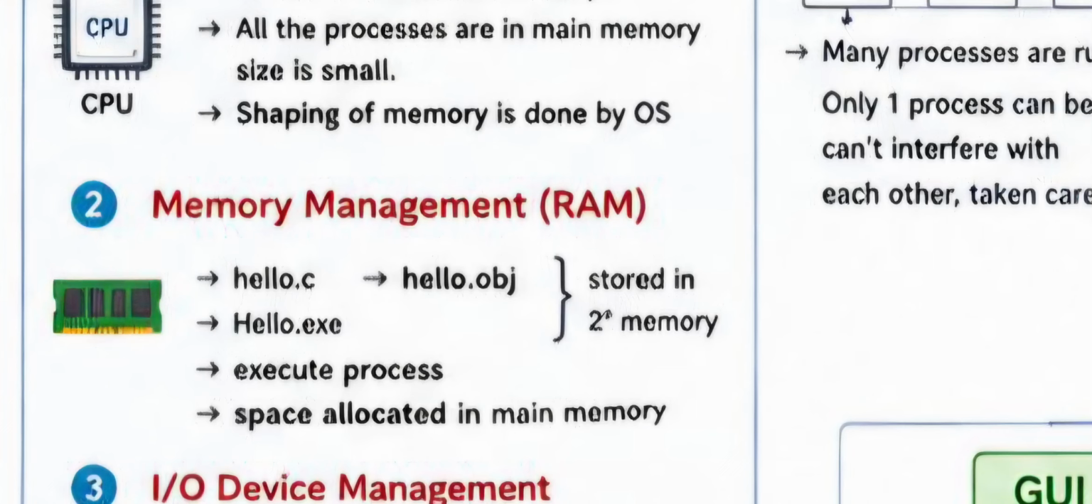For example, to write a C program, you will have some files, right? hello.c, hello.obj and hello.exe. These are stored in our secondary memory.